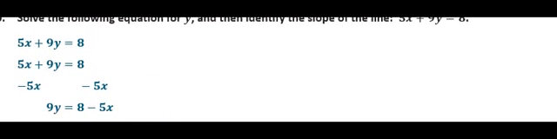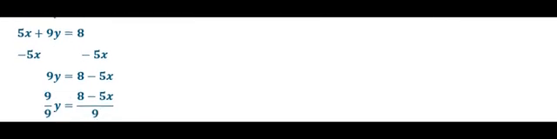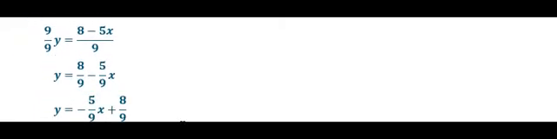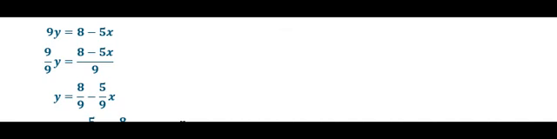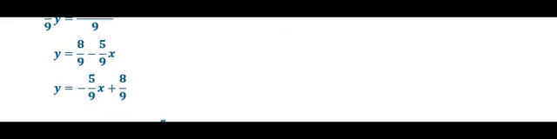All right, so when we subtract 5x from both sides, we're going to be left with 9y equals 8 minus 5x. To isolate the variable y, we want to divide both sides by 9. Remember, each term on the right is going to be divided by 9. So our equation is going to read y equals 8 over 9 minus 5 over 9x. We want to be sure that we rearrange the equation just for some consistency to read y equals -5 over 9x plus 8 over 9. Go ahead and type the slope of the line in the box. Slope of the line is -5 over 9.